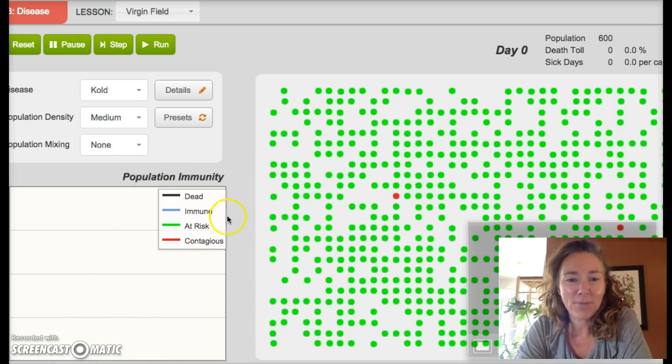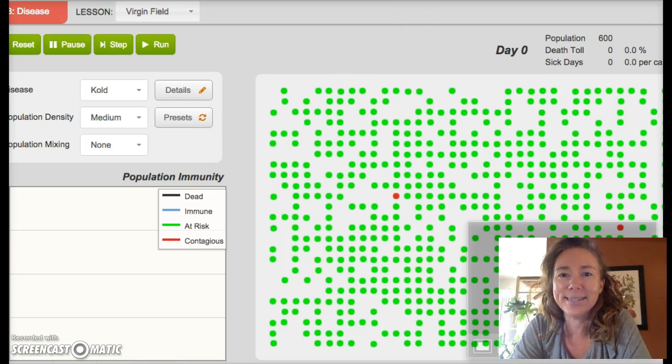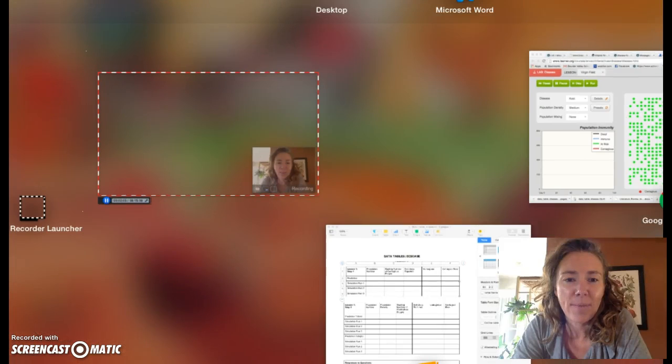Over here, it's going to give you a little bit of graphic detail. If you don't want to look at the pretty dots here, you can look at the actual numbers over here as we run our disease through a population. Don't worry, this isn't too virulent of a disease. It's just a cold. On our data table, we're going to make a prediction.